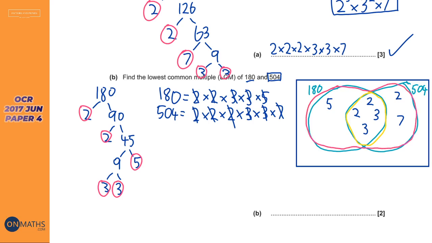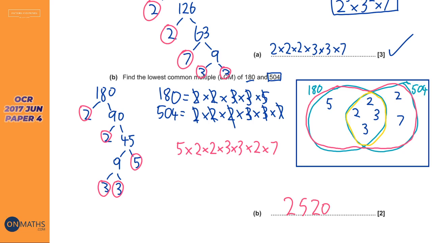Now, again, I stress this is also a calculator paper, so we can just get our calculator out, and I'm just going to literally times all the numbers. So what I'm going to do, I'm just going to do them in the order I see them. So 5 times 2 times 2 times 3 times 3 times 2 times 7. That's all the numbers in the Venn diagram. And that gives me the answer of 2,520, which is the correct answer, hopefully.